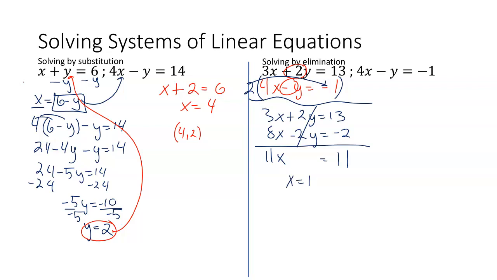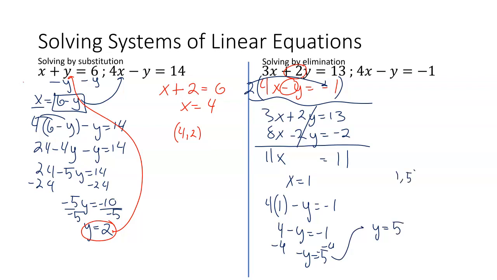1. And then what can I do with that value of x to solve for y now? Plug it in. Plug it back in. Doesn't matter which one. Let's do the one on the right. 4 times 1 minus y is negative 1. Subtract 4. Negative y equals negative 5. So y equals 5. So my ordered pair is 1, 5.